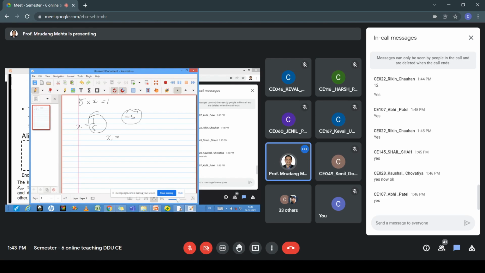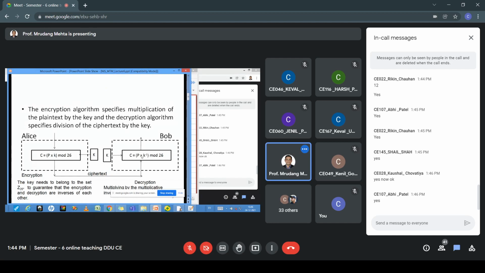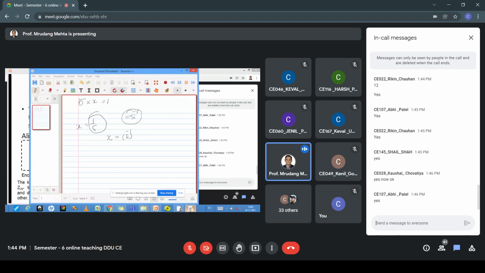Here the inverse actually refers to the division operation. So we are supposed to perform division by the inverse of the key. Let's say the key value is 3. Then when we perform decryption, the key value should be 3 inverse, that is the inverse of 3, and that too from Z26 star. Then we will get the original text.